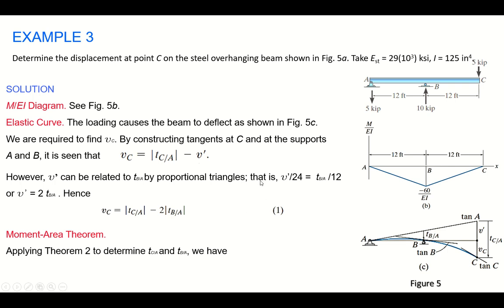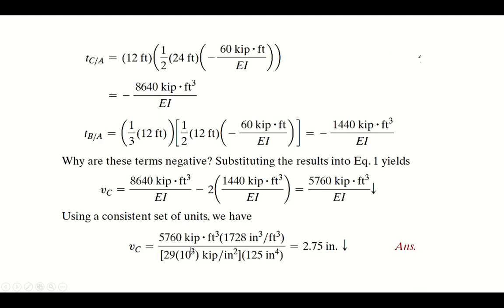So mu dash by 24 is equal to Tb by A divided by 12 from similar triangles. Therefore, mu dash is equal to 2 times Tb by A. Hence, mu C is equal to Tc by A minus 2 into Tb by A, right? And this is our equation 1. Now we need to find Tc by A and Tb by A, right? So applying the moment area theorem, the second theorem says that these tangents can be found by finding the moment of the area, right?